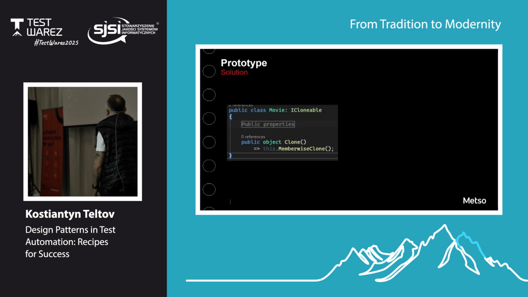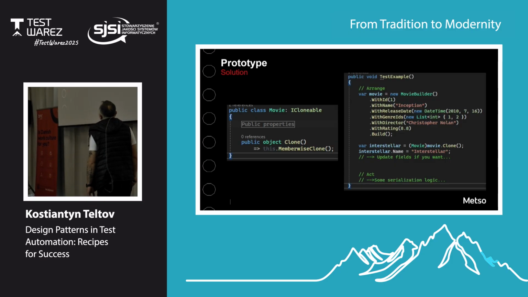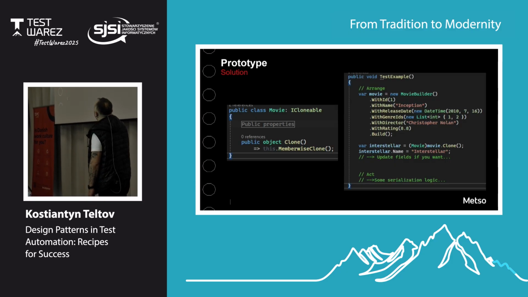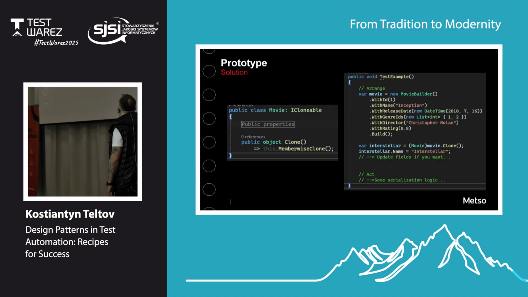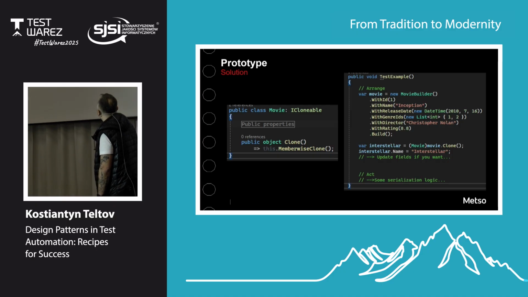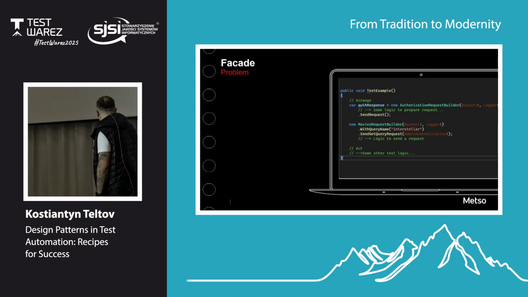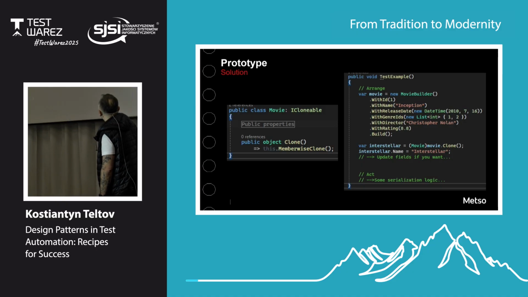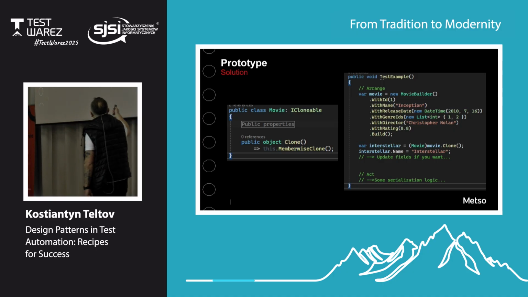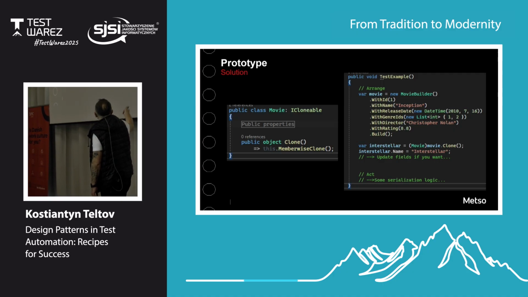So how to do it? You need to have some interface with clone, yes. And once you implement this interface, you can clone this object, sorry. Once more, I will return. So first we create the first movie, then we clone our first movie and just update the name of this movie.